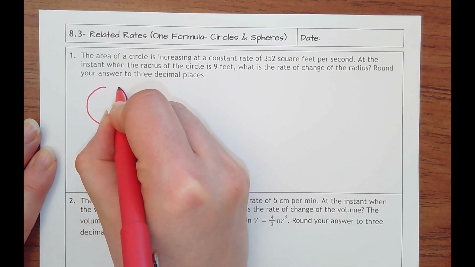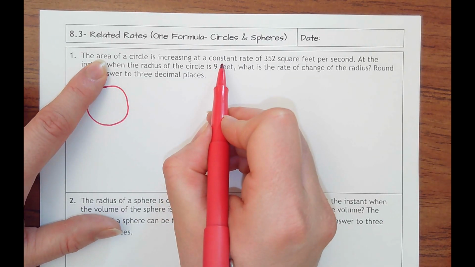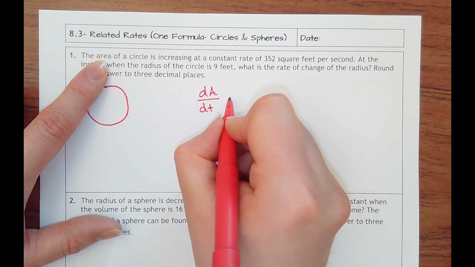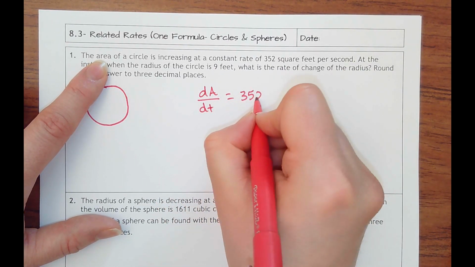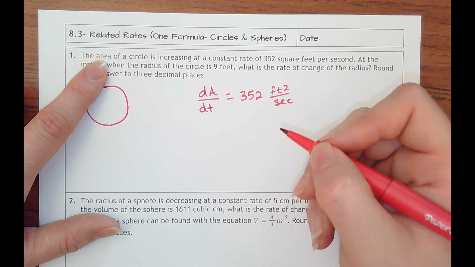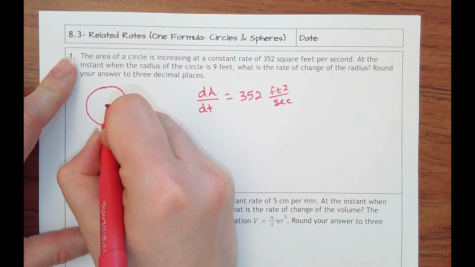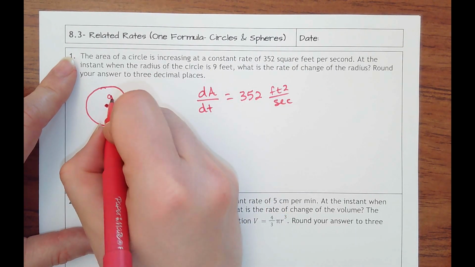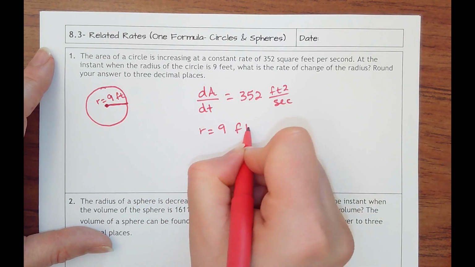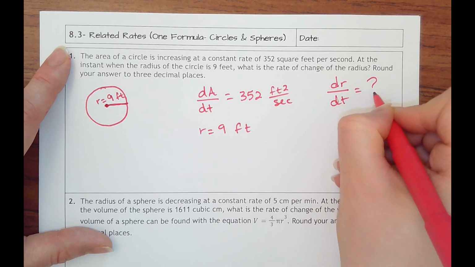Okay, draw a picture if you want. It may not help you, but we've got the area is changing at a rate. So that's dA to dt. Area to time is changing at just a constant rate of 352 square feet per second. So it did not tell me what the area was. At the instant when the radius, so remember radius is just halfway through the circle, is 9 feet. So that's going to be important. What is the rate of change of the radius? So we want to know dr to dt as our final answer.